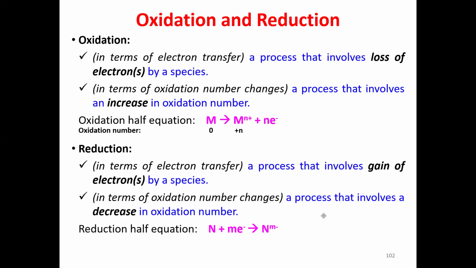The majority of this chapter follows the redox equilibria. So we have to remember the two fundamental sets of definitions. Oxidation is the loss of electrons, and reduction is the gain of electrons.